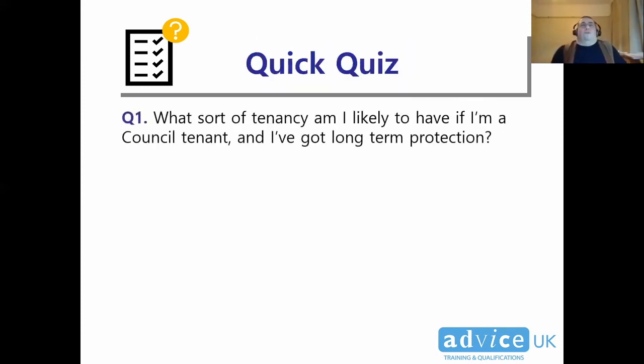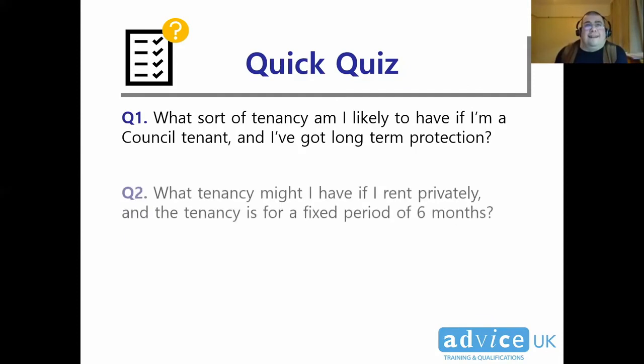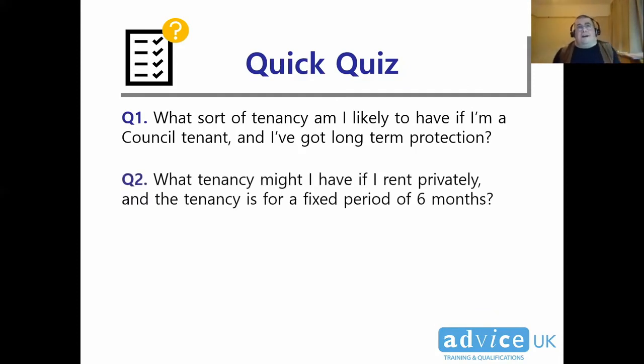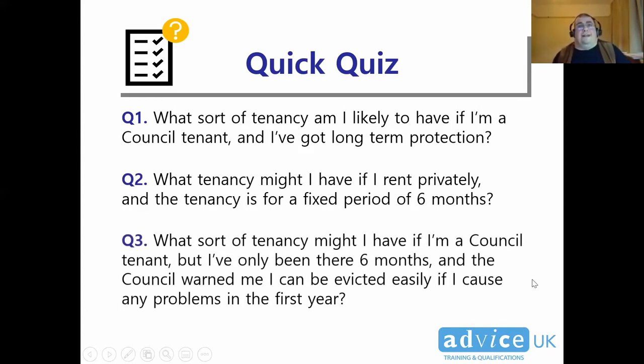So firstly, what sort of tenancy am I likely to have if I'm a council tenant and I've got long-term protection? Secondly, what type of tenancy might I have if I rent privately and the tenancy is for a fixed period of 6 months? And finally, what sort of tenancy might I have if I'm a council tenant, but I've only been there 6 months, and the council warned me I can be evicted easily if I cause any problems in the first year? Okay, write your answers, pause it at this point, and when you're ready to go ahead, you can click on forward.